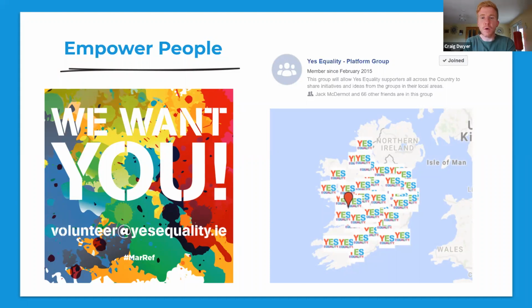So Yes Equality, as a campaigning group, we tried to see ourselves maybe as a little bit of a pop-up political party. We wanted to have one Yes Equality group in each county. So that would have been 26 Yes Equality groups. I remember at the outset thinking, that's a bit optimistic. I was like, we'll be doing very well if we get a local group in each county. But we actually grew to a network of over 60 different groups.